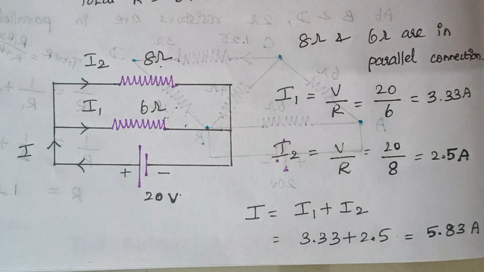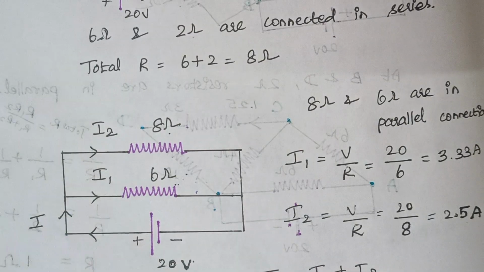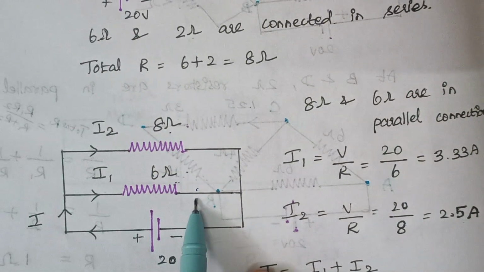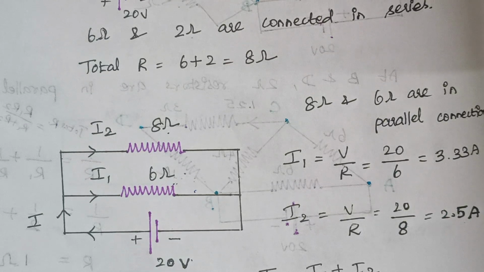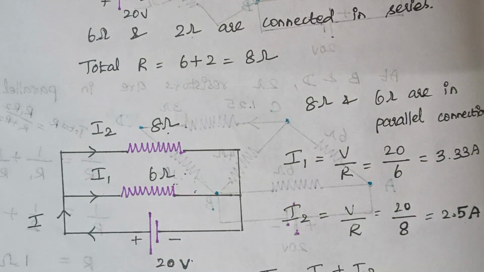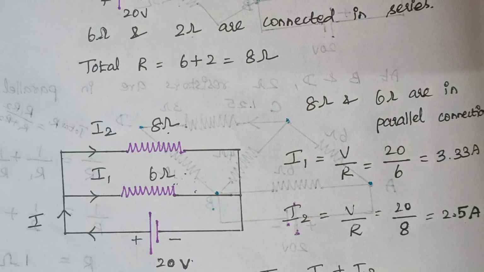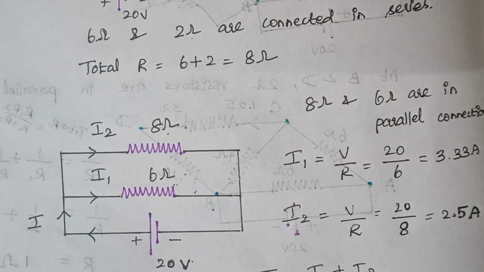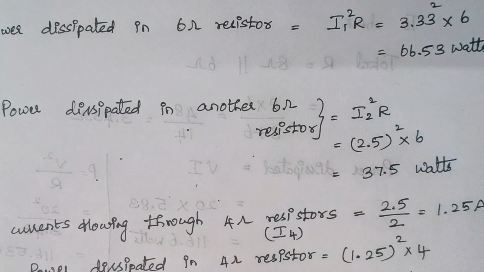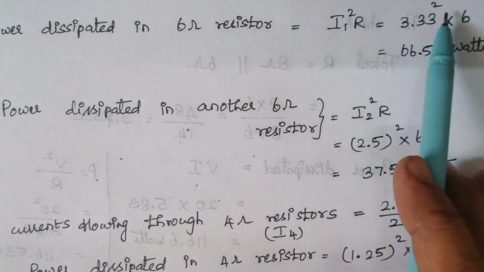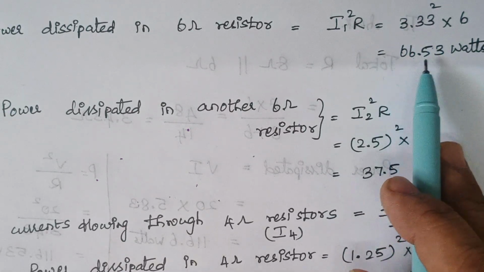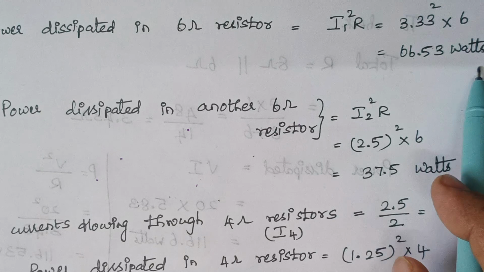Next we are going to calculate the power that is dissipated in each resistor. So first we start with the power dissipated in this 6 ohm resistor. So what is the formula to calculate the power dissipation? It is nothing but I square R. Since we know the value of I, we can use that formula, I square R here. You see this is the value of I and this is your R. Therefore, the power dissipated is 66.53 watts here.